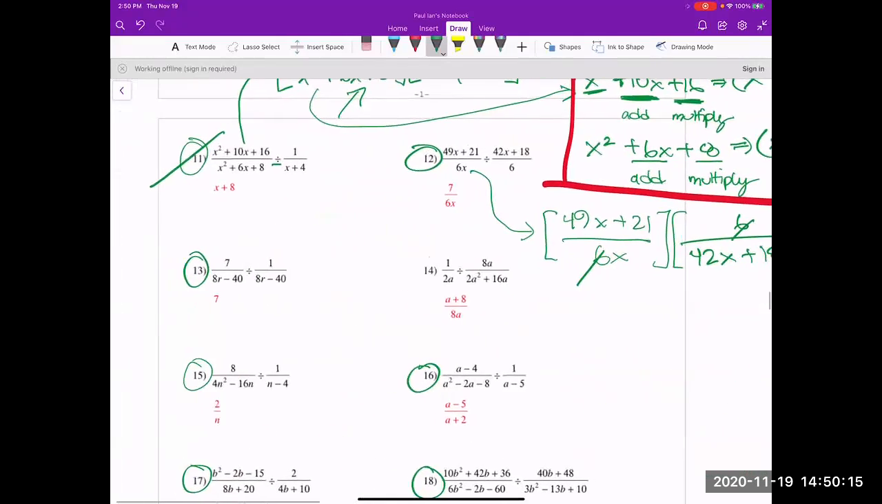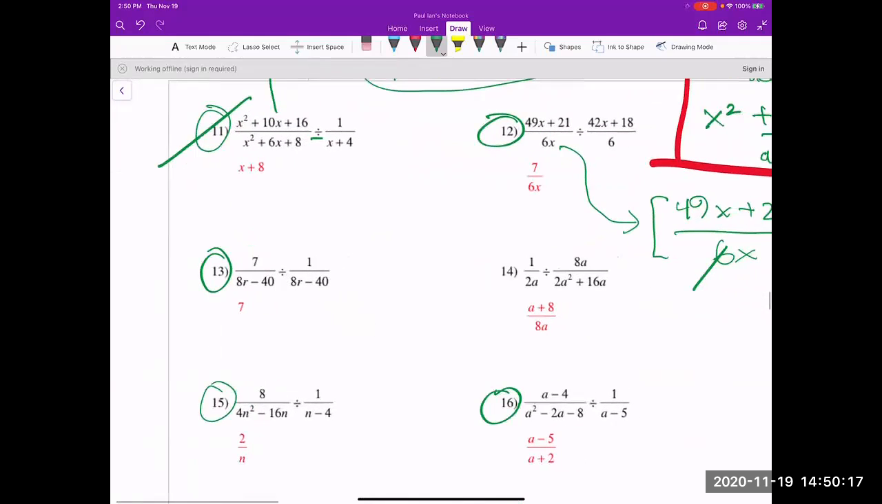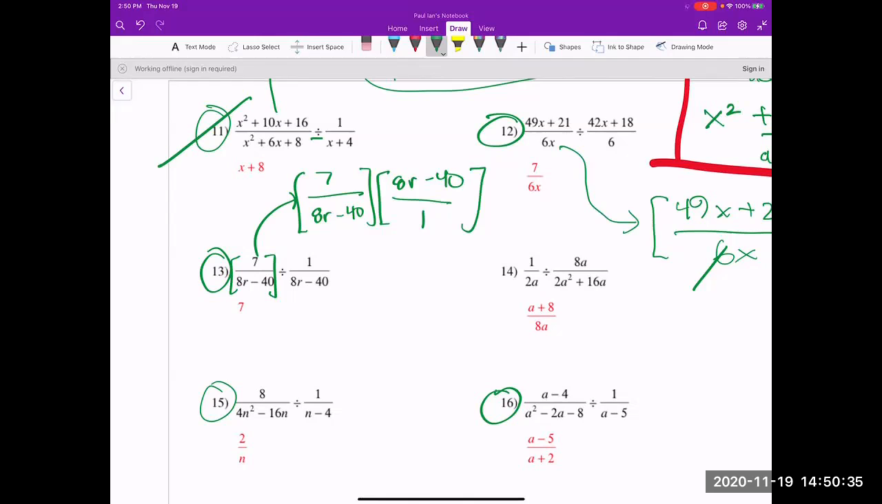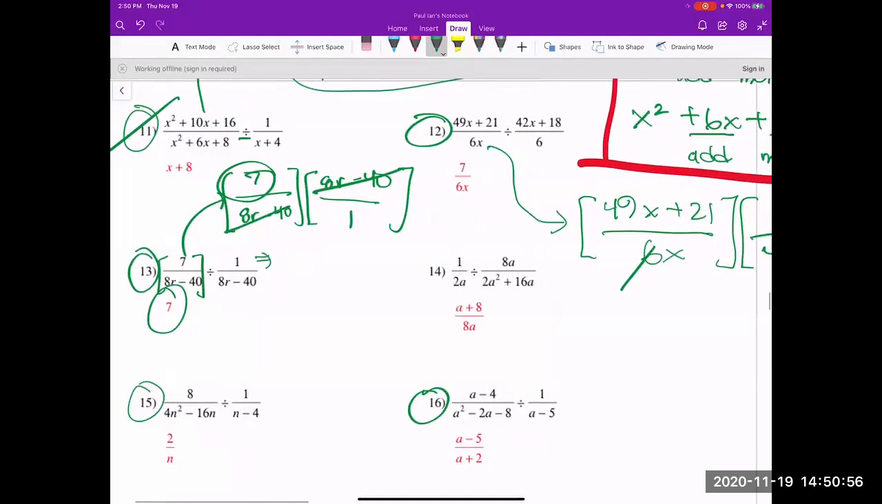Okay. All right, so same with this. Let's do this one. So here, you have to flip it, right? Times it by the flip. Yeah. 8r minus 40. And then I guess this is just 1. Okay. And then, so let's look at this. Couldn't you cross out 8r minus 40? Yeah, good one. So you can actually just cancel that because it's the same thing, right? Yeah. And then you just get 7. And that's it. Okay. That was an easy one.